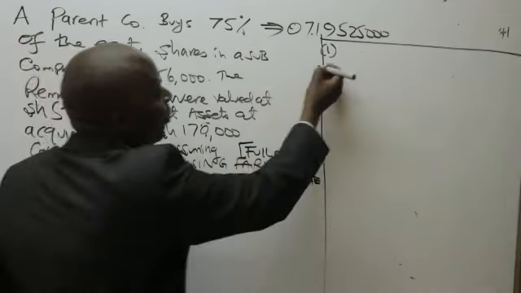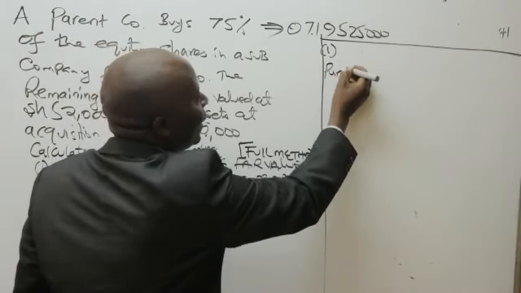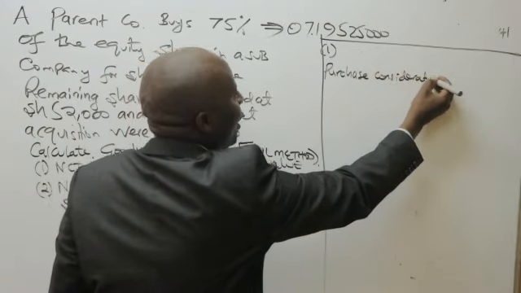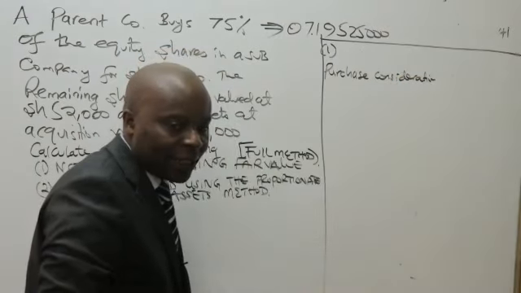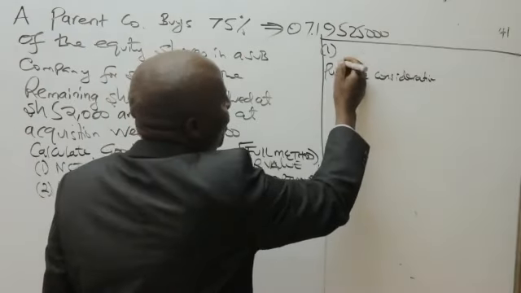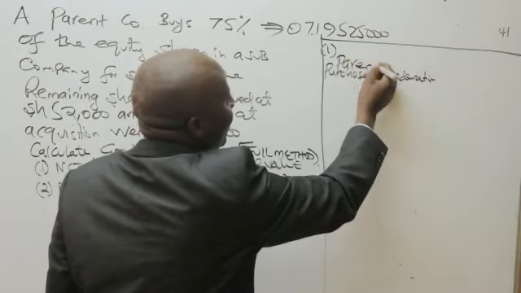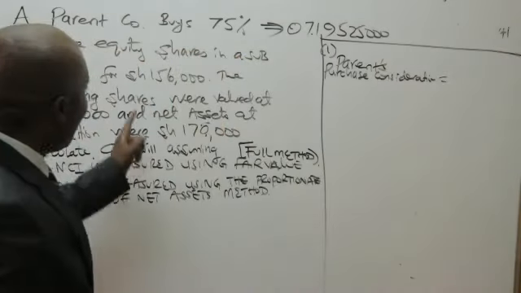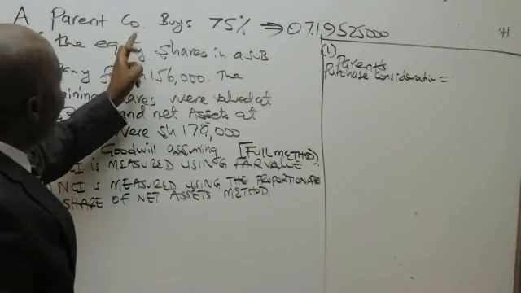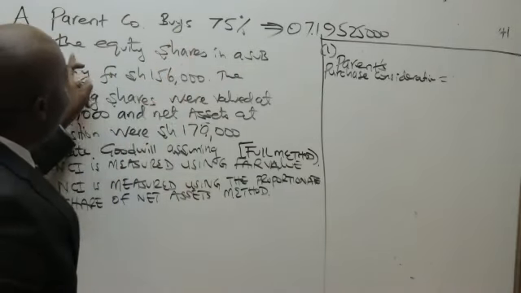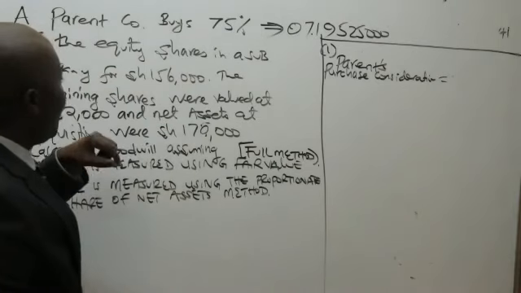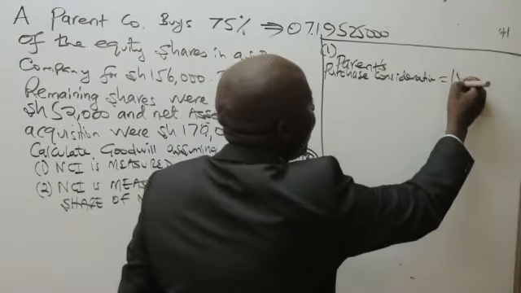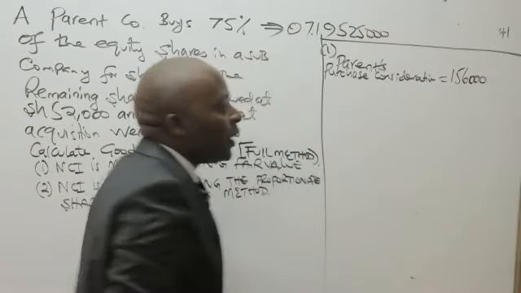Very easy. Number one, we look at the purchase consideration of the parent. The parent's purchase consideration. So the parent paid how much for its stake? We are told a parent company buys 75% of the equity shares in a subsidiary company for 156,000. So the parent gave 156,000 for its stake there.